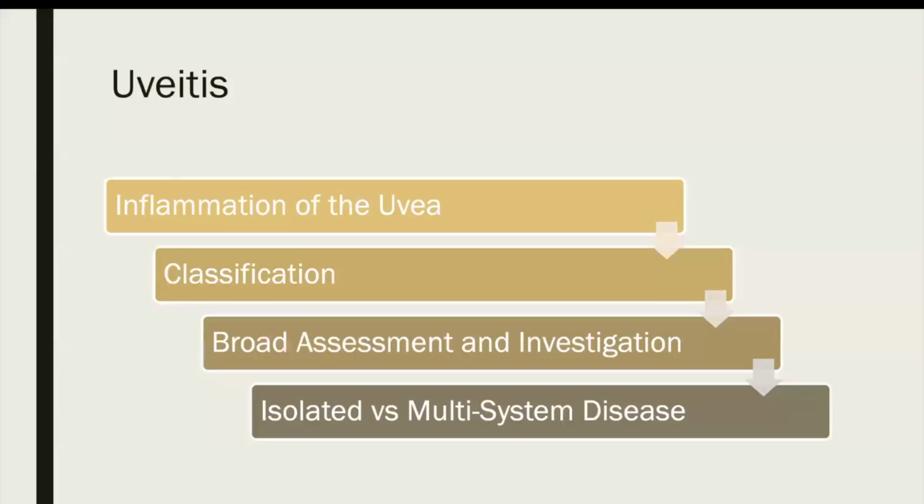So uveitis is inflammation of your uvea. So that's your iris, your ciliary body, and your choroid at the back. There are lots of different ways to classify things, and we'll talk about them. We're going to touch on a broad approach to the assessment of intraocular inflammation, how to investigate it, and then talk about isolated anterior uveitis and the different sorts of multi-system diseases that exist as well.